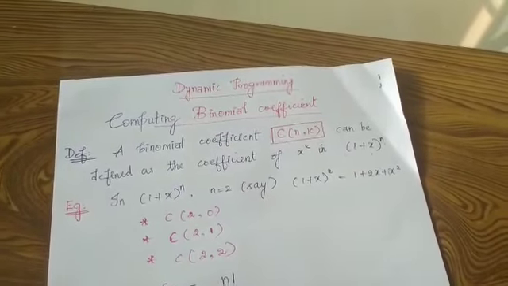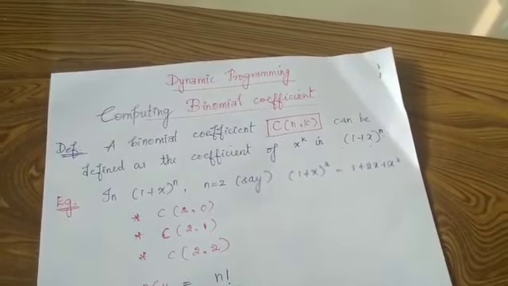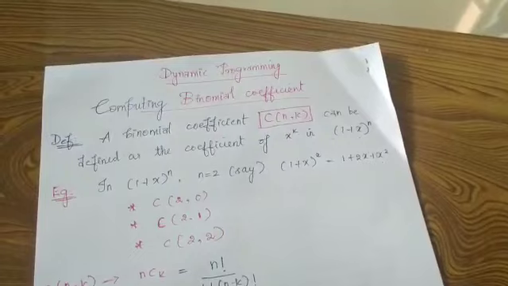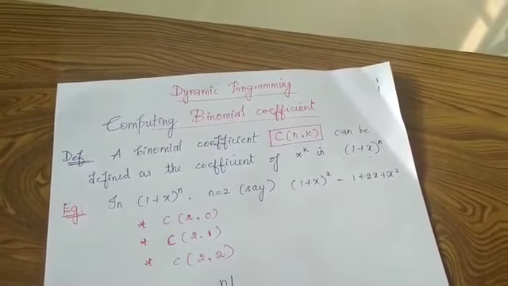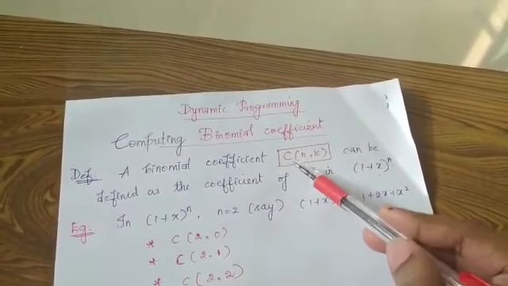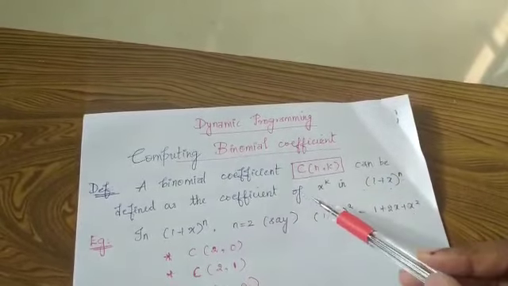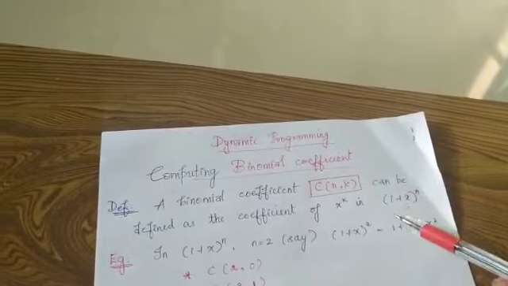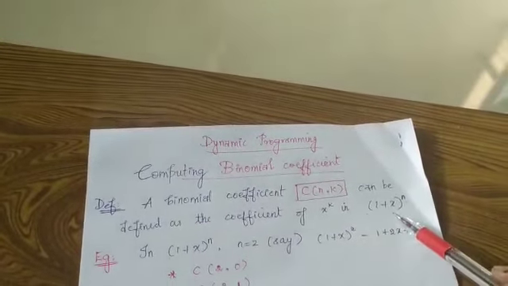So hi guys, this video is all about calculating the binomial coefficient of an algebraic expression using the dynamic programming technique. Let us first know what a binomial coefficient is. A binomial coefficient, represented as C(n, k), is defined as the coefficient of x to the power k in (1 + x) to the power of n. (1 + x)^n is the so-called algebraic expression.